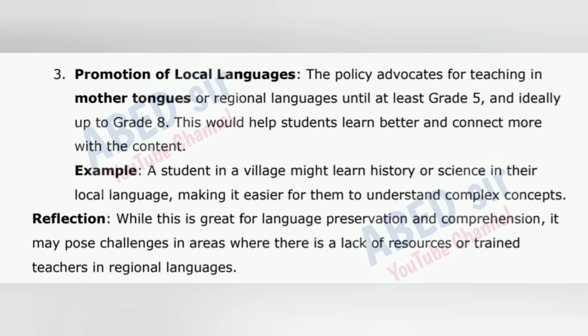Example, a student in a village might learn history or science in their local language, making it easier for them to understand complex concepts. Reflection. While this is great for language preservation and comprehension, it may pose challenges in areas where there is a lack of resources or trained teachers in regional languages.